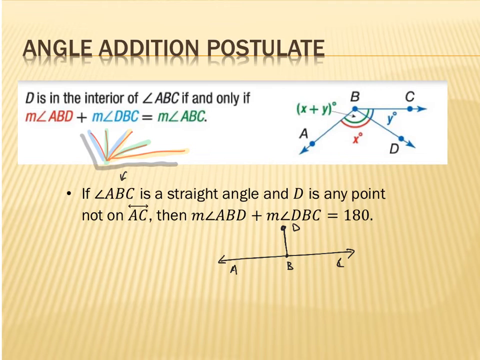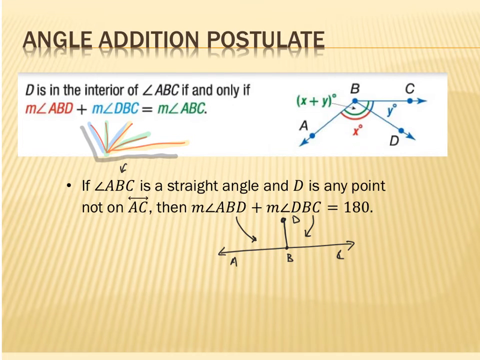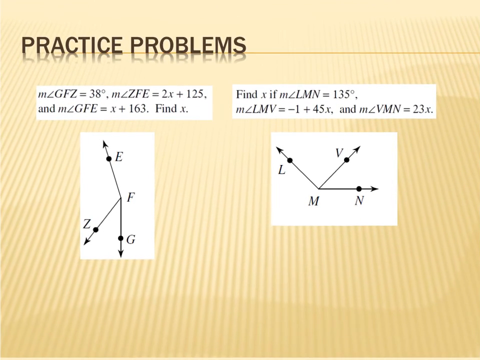And then you have angle ABD and angle DBC. When they add up together, they equal 180. This is the definition of a straight angle and why it works. So now that we have that explained, let's practice.